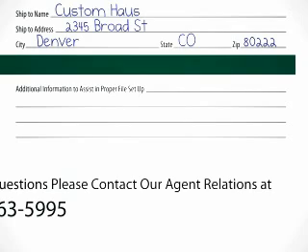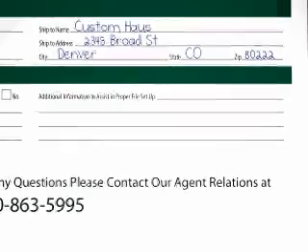The last section is used only for additional information. If you want EPS to download multiple merchant accounts to the same terminal, such as a salon, you can list the additional account to be set up in this space.